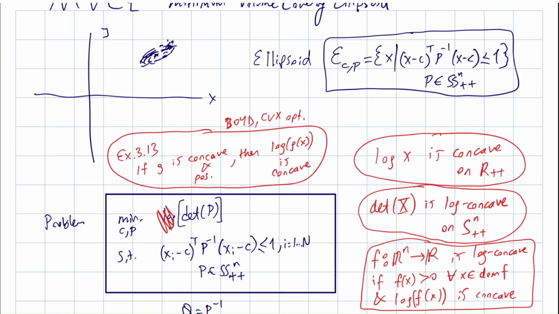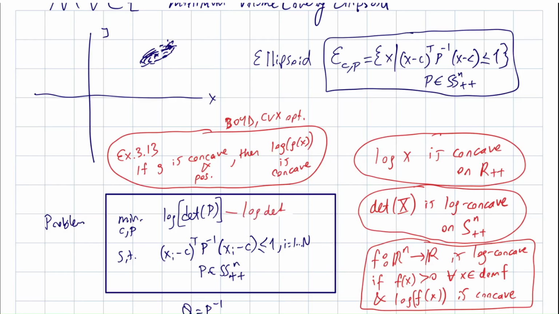and concave. Therefore, we might as well use the logarithm of the determinant of P. And you can say, okay, but what is the purpose of it? Well, the purpose of this operation is this log det, the logarithm of the determinant of X, for example. But some people say just log det.